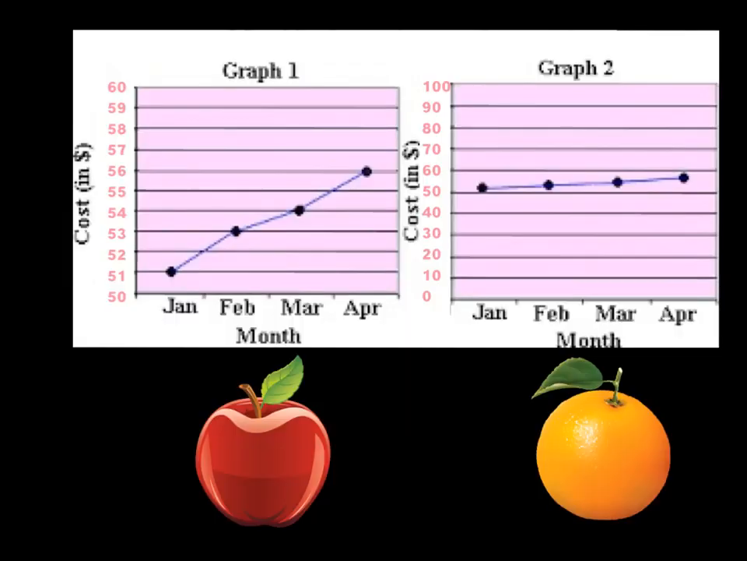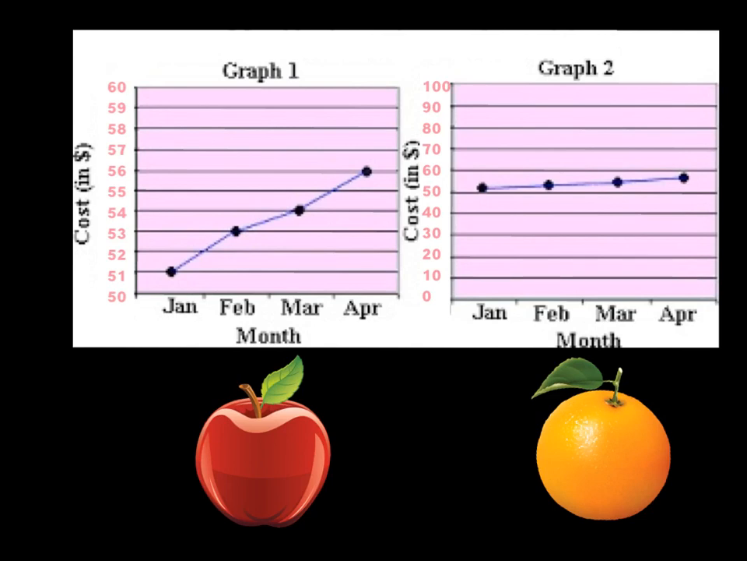Graphs can be a great tool for us when we want to compare data quickly, but we need to be aware of a few small but important parts of the graph to make sure that our comparisons are accurate. For example, let's look at the following two graphs showing the prices of apples and oranges over time.